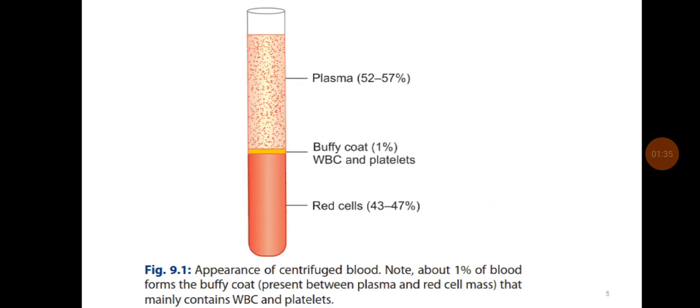If you centrifuge the blood, the upper layer is called plasma, which is around 50 to 67%, and the lower part is made up of red blood cells, which is 43 to 47%, and the middle thin layer is called the Buffy coat, 1%, which is abundant with WBC and platelets.